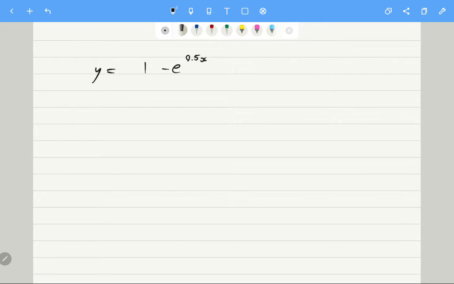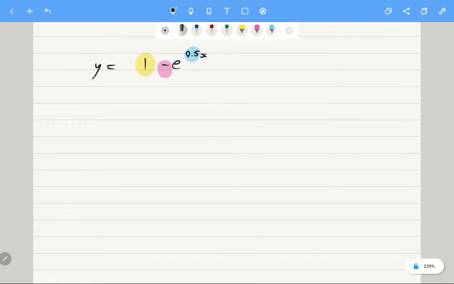Let's have a look at another one. Alrighty, let's have a look at this one. We've got y is equal to 1 minus e to the 0.5x. So we've got 3 edits that have been made. We've got this 1, we've got this negative sign, and we've got this 0.5. Let's deal with each of them individually. Now the 1 is just a vertical translation. It's just written in the wrong spot. We'd normally see it as plus 1 on the end, but if you move it to the front, it is still just a vertical translation by 1.